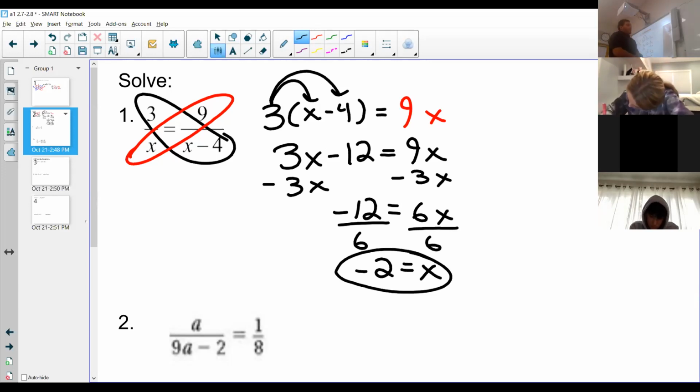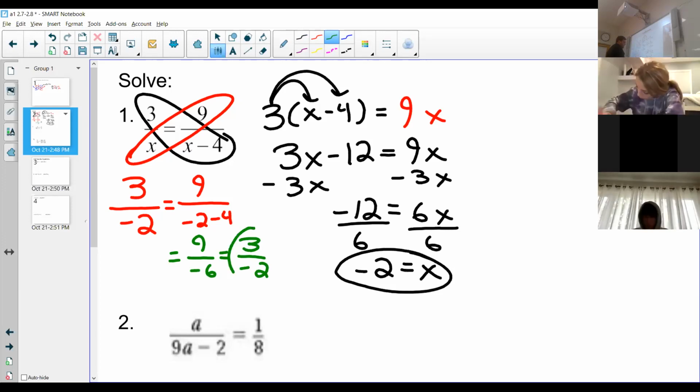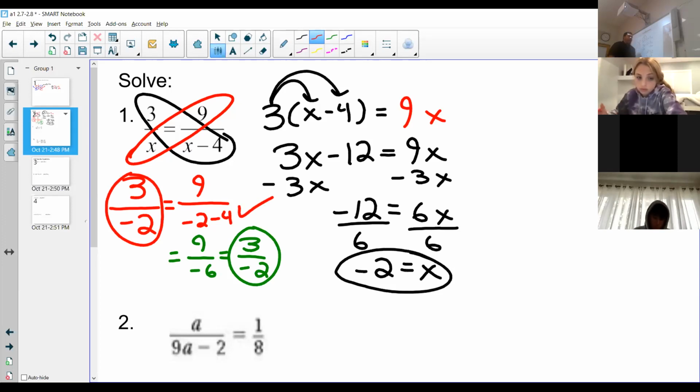And just like all our other algebra problems, you could technically always plug it in and see if it's true. 3 over negative 2 should equal 9 over negative 2 minus 4. On the right here, that reduces to 9 over negative 6, and 9 over negative 6 reduces to 3 over negative 2. That matches this, so this checks out. You don't have to check your work, but I'm showing you in algebra, you're allowed to check your work by just plugging it back into the original.